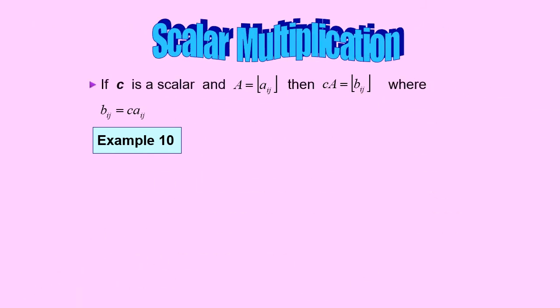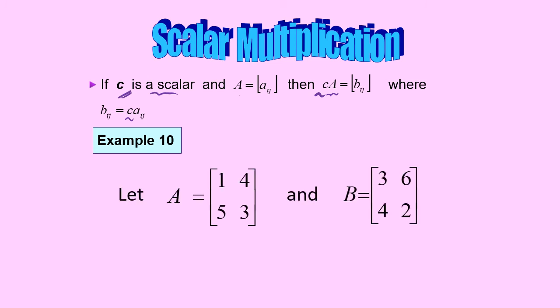Okay, the next part of the operation is scalar multiplication. What we mean by scalar is a constant. So we are multiplying a constant to the matrix. So C is a scalar and A is a matrix. Then C multiplied by A is a new matrix where the elements are multiplied by C. Every element in A will be multiplied with C. So let's do some examples.